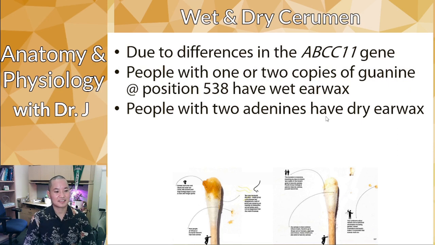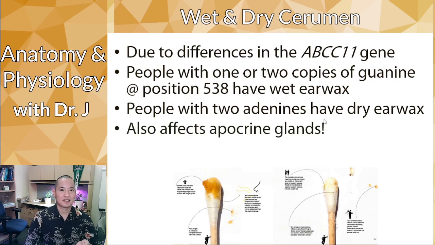It's also linked to apocrine glands. The people who have wet earwax have more active apocrine glands that produce that sticky, wet, and smelly sweat. But the people who have two adenines and dry earwax don't produce the same compounds and substances found in the apocrine glands of people who have wet earwax. So they tend to have less body odor, because they don't produce those compounds that are sticky and smelly and can be broken down into smelly products.